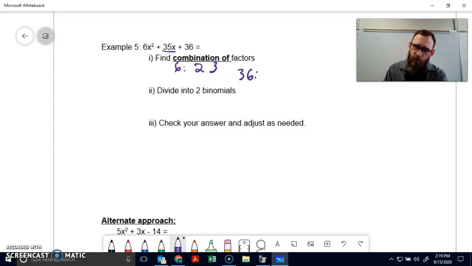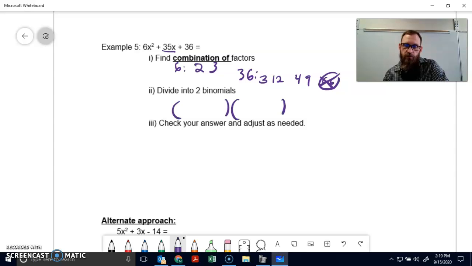2 and 18, that's also kind of big. Maybe 3 and 12. So maybe I'll use 3 and 12. Maybe you use 4 and 9. I think 6 and 6 are too close because the number's not that small. So one of these combinations is going to work. So let's make our parentheses and let's just see if we can figure it out.